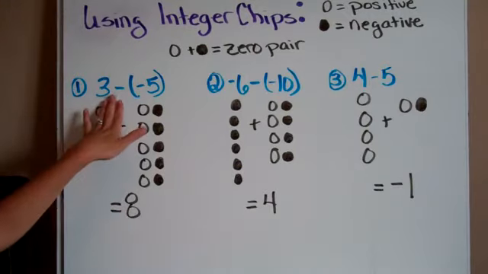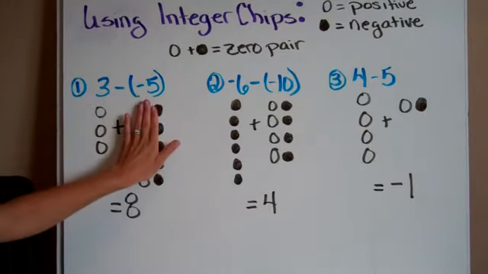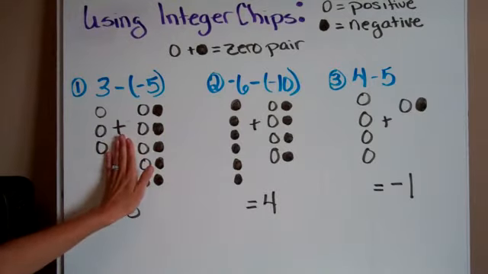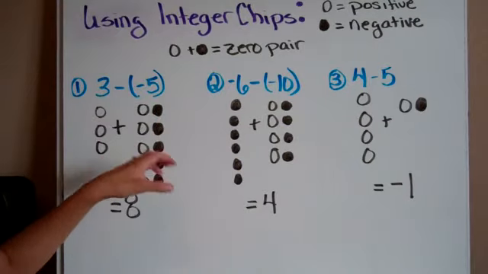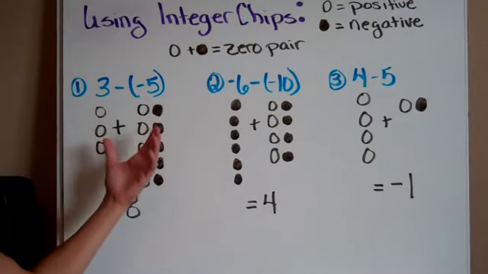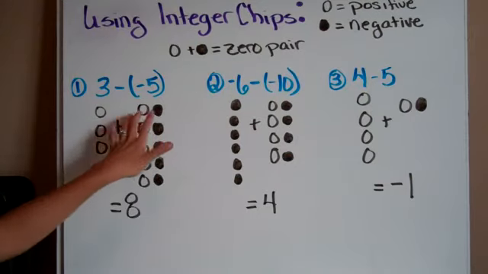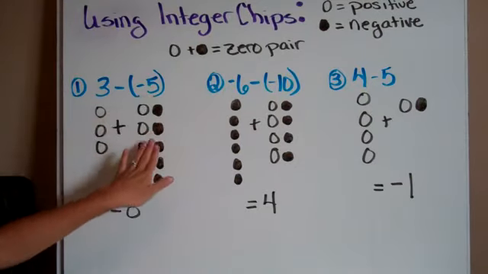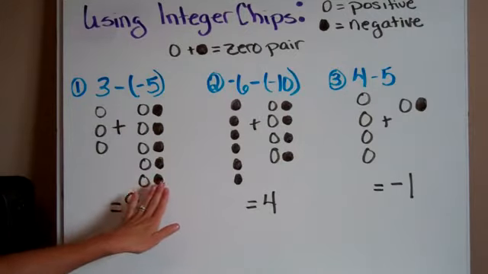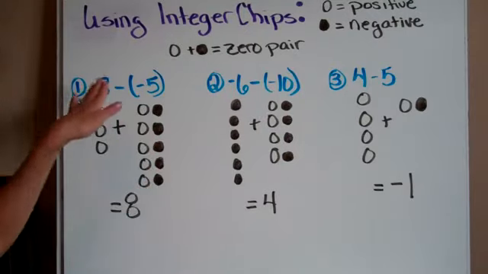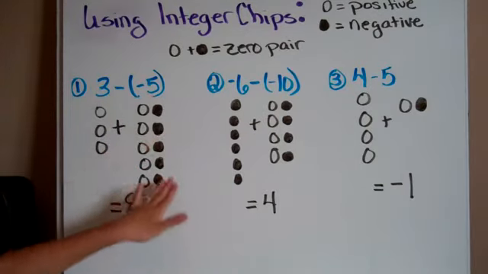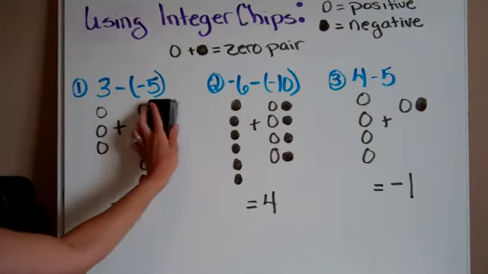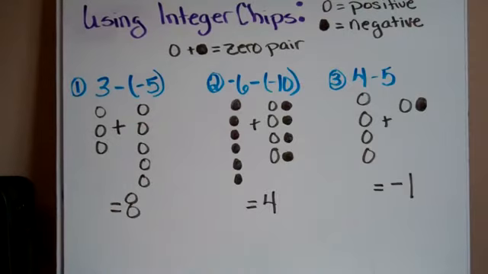Now, this first one, I have 3 minus -5. In the beginning, I put my 3 positive chips down, but I don't have -5 chips to take away. So, in order to get 5 negative chips to take away, I've got to add 0 pairs. When I add these 5 0 pairs, I'm just adding 0 5 times, and I'm still going to have 3. Then I can take away my 5 negative chips, and what's left are 8 positive chips.